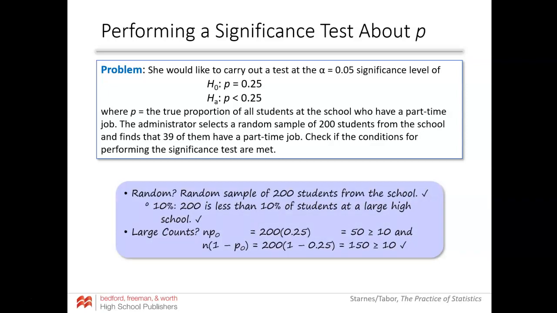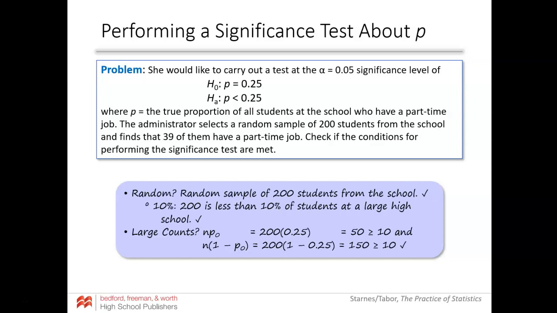The 10% condition. This one kind of bothers me because you don't really know how big the school is. They just say it's a large school. This is not the right way to do it, but we're just assuming the 10% condition is always met when it's vague like this. So we would say it's reasonable to assume that 200 is less than 10% of all the students, meaning there are at least 2,000 students in the school. If you find that unreasonable, I'm sorry.